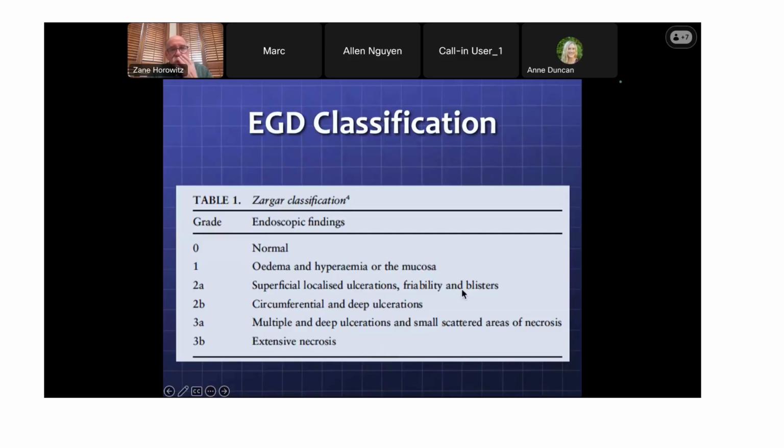So here's the classification by endoscopy. It's called a Zargar classification. I don't think they'll ask you what that is, but 2A is superficial with blisters, and 2B is circumferential, meaning all the way around in a circle with ulcerations. Some people make a difference between 3A and 3B, but a lot of these are just grouped together. These are deep, full thickness burns.